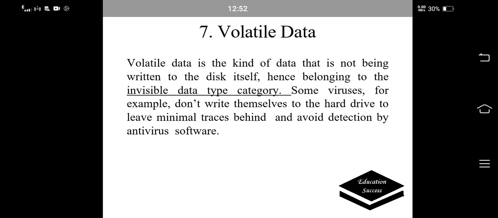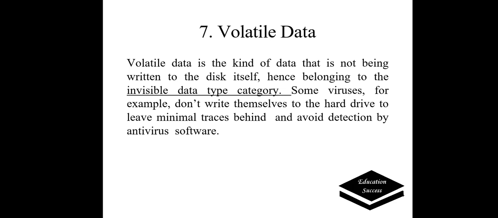Next type is volatile data. Volatile data is data that is not written on the disk itself, hence belonging to the invisible data type category. Some viruses, for example, don't write themselves to the hard drive, to leave minimal traces behind and avoid detection by antivirus software.